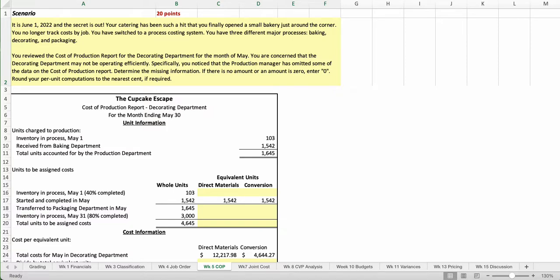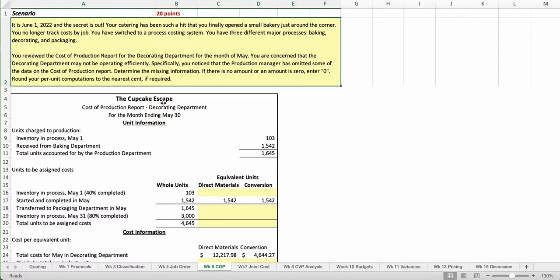So here's our scenario. It's June 1st, and the secret's out. Your catering has been such a hit that you finally opened a small bakery just around the corner. You no longer track costs by job, which is what we did last week. You've now switched to a process costing system, and you have 3 major processes: baking, decorating, and packaging.